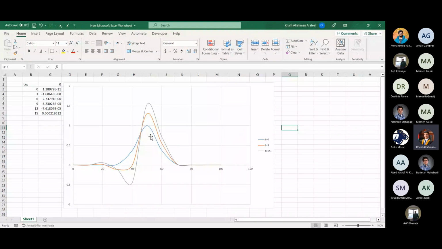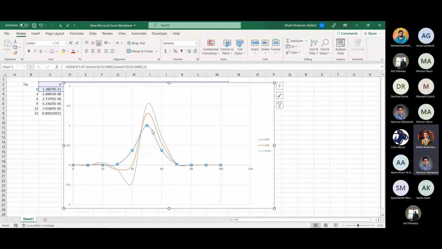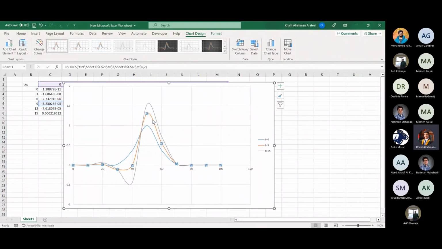Sure, here's the plot at time equals 0, and this is at time equals 9, and this is at time equals 15. Okay, great. So what do you see? And what is wrong? What is expected so far?